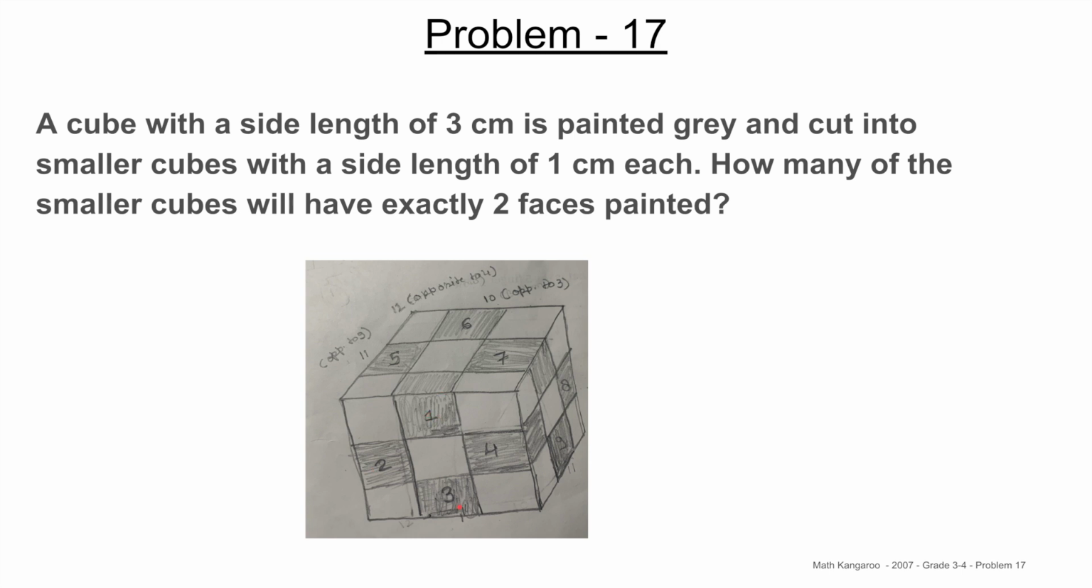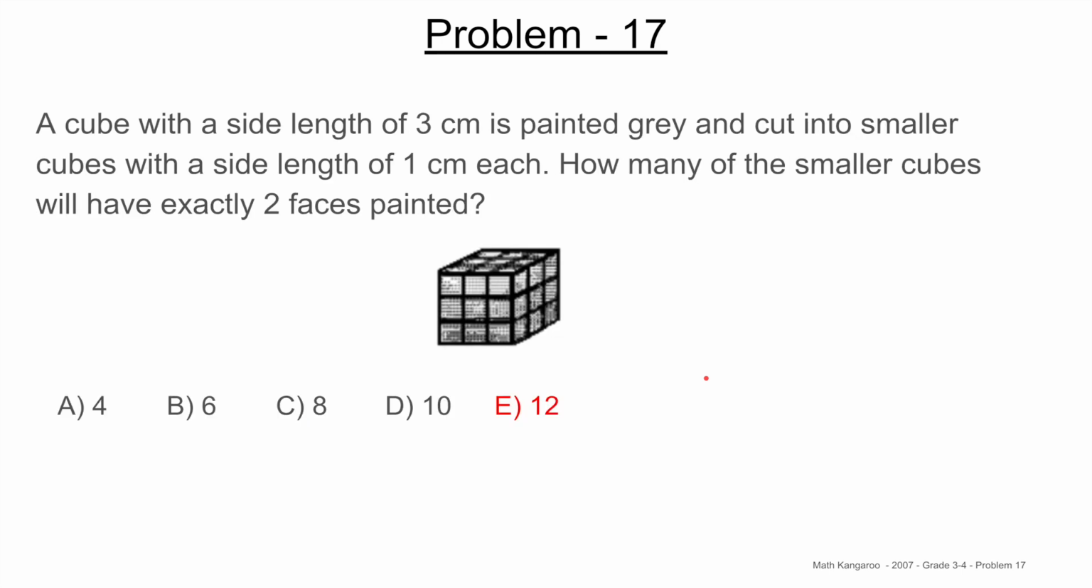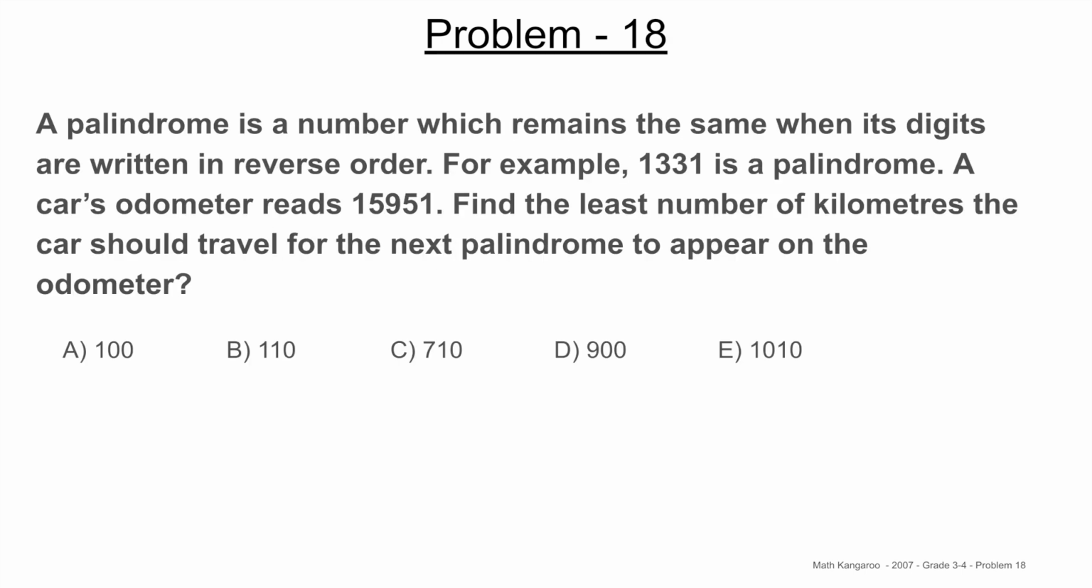1, 2, 3, 4, 5, 6, 7, 8, 9, 10 is opposite to 3, 11 opposite to 9, 12 opposite to 4. That means we have 12 edges which are exactly two-faced painted. So our answer is option E, 12. Great job. We have cracked this one. Now let's get ready for problem 18.